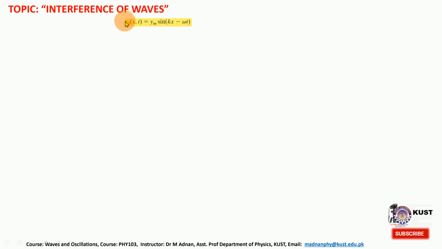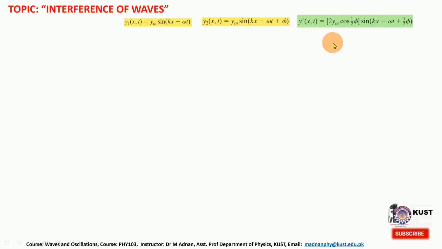So we have one wave represented by y1 and the second wave represented by y2, such that the waves are out of phase by an angle phi. The resultant wave has this expression based on the superposition principle. Now we can discuss the three cases, the constructive, destructive and intermediate interference, graphically.